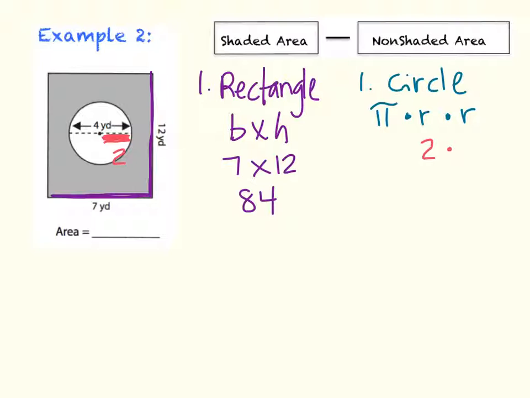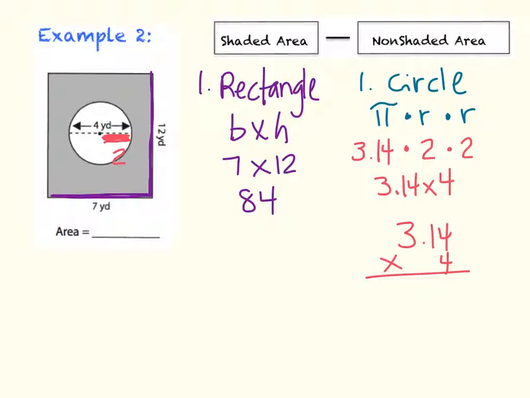Radius is 2, so I'm going to do 2 times 2. 2 times 2 is 4, and the number we use for pi is 3.14. The final step for this white non-shaded area is 3.14 times 4. I'm going to do that real fast. 4 times 4 is 16. 4 times 1 plus 1 is 5. And 4 times 3 is 12.